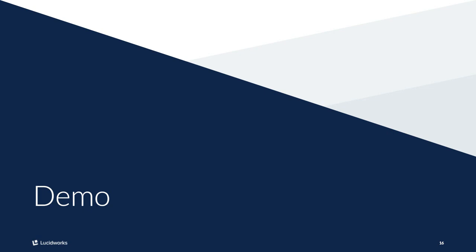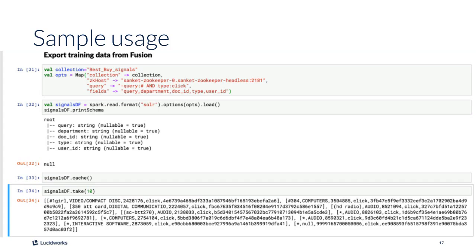Now let's take a look at an example of using Spark to explore, pre-process, and export data from Fusion. The data we have in Fusion is customer behavior data showing which documents were clicked or purchased for a given query. Since Jupyter is already connected to Fusion, we can easily start interacting with the data. Specify the collection, zookeeper, the query you want to run, and the fields that you want to load.